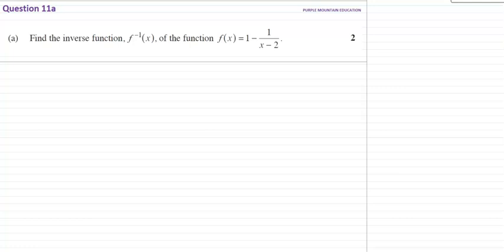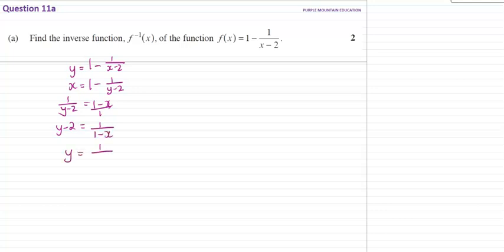Okay, so as a first step, I'm going to write the function as y equals 1 minus 1 over x minus 2. Now I'm going to swap x and y. X equals 1 minus 1 over y minus 2. I'm going to put 1 over y minus 2 on the left and 1 minus x on the right. I'm going to get the reciprocal of both sides. And then I'm going to get y equals 1 over 1 minus x plus 2.